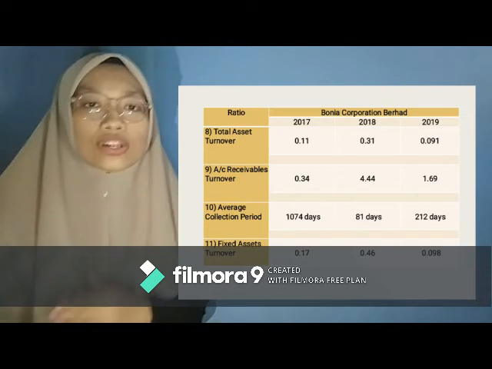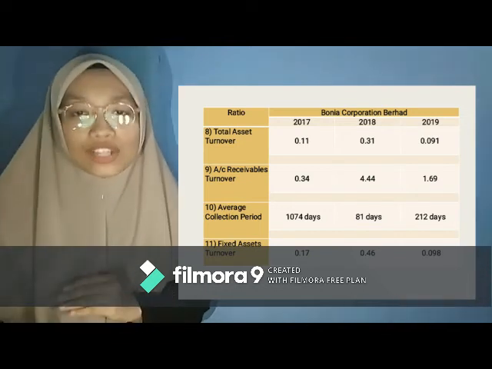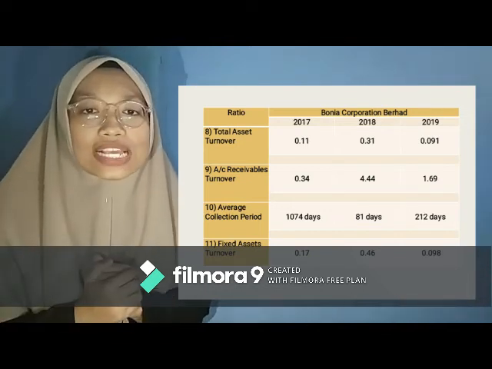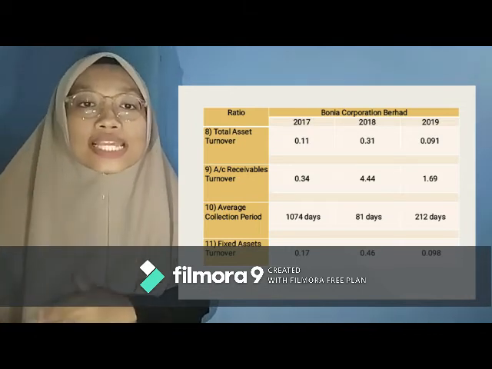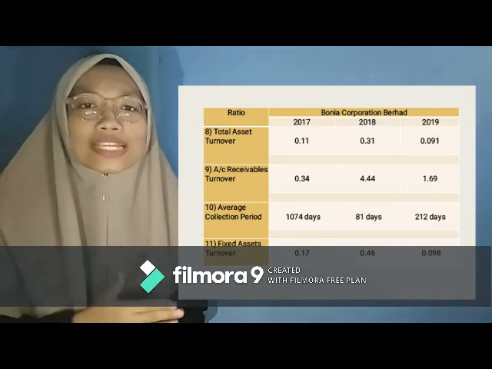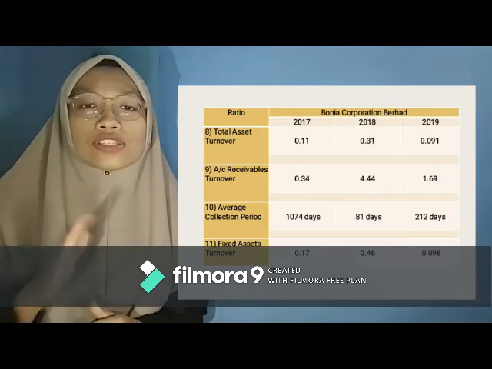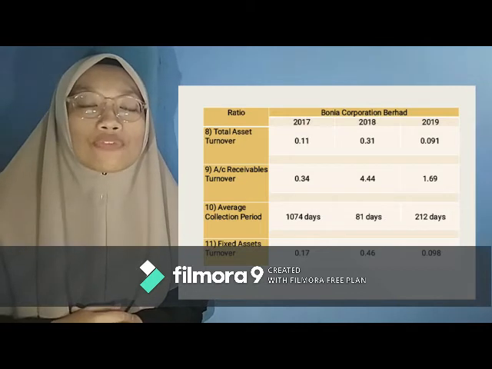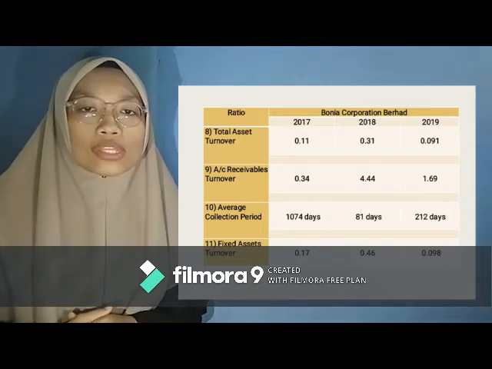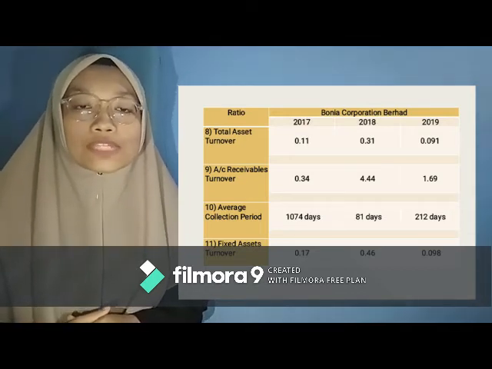For activity ratio, first is total asset turnover. The total asset turnover ratio measures how the higher ratio reflects the effectiveness of fixed assets to generate sales. It shows that 2018 is the best for Padini in terms of total asset turnover with 0.31 times compared to 2019 and 2017 with 0.091 times and 0.11 times respectively.